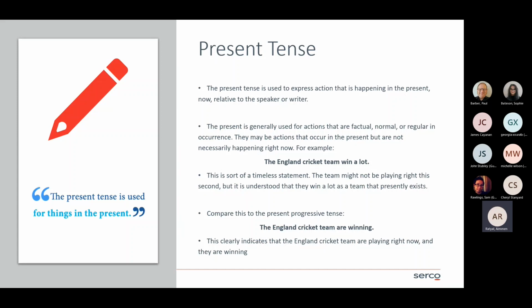And then you compare this to the present progressive tense. So the England team are winning if they were playing currently. This clearly indicates the England team are playing right now and they are winning in the process.